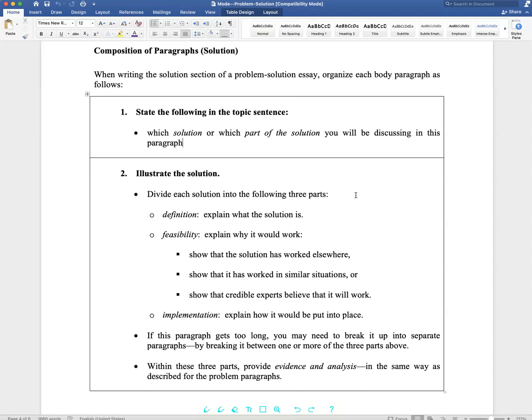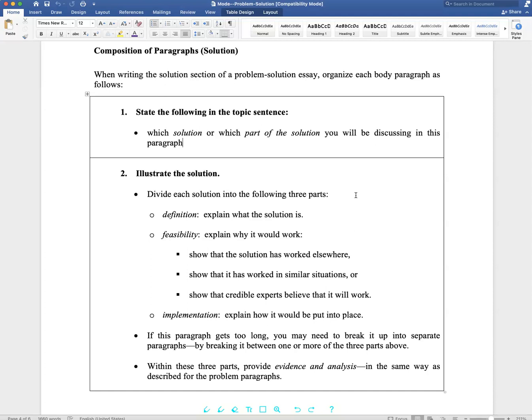I put feasibility next because I think that most of the time you would go on to it next after defining what the solution is. And feasibility just means explaining why the solution would work. So this is really where you're persuading your reader, hey, my solution will work, and this is where you're convincing them of that. So you're not just putting out a proposal here, right? You're not just saying, here, let me throw out an idea. You actually have some evidence here to present to show that your solution would work. And how do you do that?